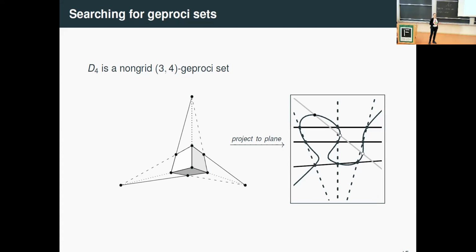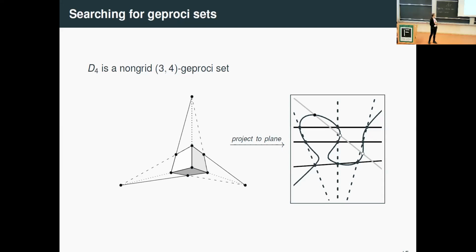Because the points lie on a cone of degree 3, we also have a curve of degree 3 after projection. We can choose the lines differently, so we can choose, for example, the dashed line or the dotted line. So there are more possibilities to choose the lines, but in any case, after the projection, the 12 points lie on 4 lines and a cubic curve. So this is a 3-4 Geproci set from the definition.